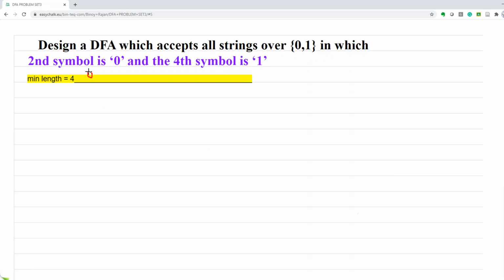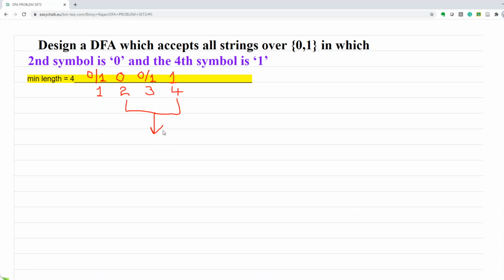So first symbol, there is no restriction about the number, so it can be either 0 or 1. And the second symbol is 0, and the third symbol, there is no restriction, so it can be 0 or 1. And for the fourth symbol, it says that it should be 1. So this is our first position, second, third, and fourth. So second and fourth are fixed, and it says second should be 0 and the fourth should be 1. Okay, so this is the condition.